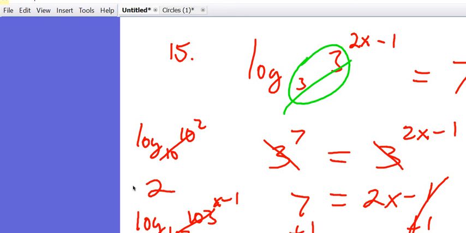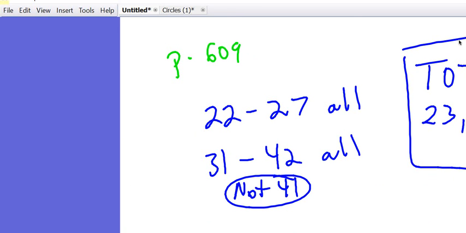So here's your homework. Page 609. You're going to do 22 through 27 all. You're going to do 31 through 42 all, except not 41. Okay? 41 is too advanced for us. So you're not going to do 41. We'll learn how to do 41 later. But the ticket out the door is 23, 25, 37, and 40. So go ahead and get started on those.